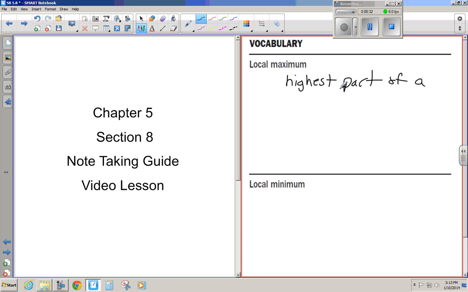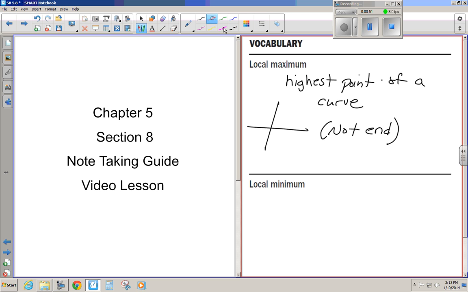highest part or point of a curve. And I'm going to put in here, not the end. Okay, that means a graph that is this. The local maximum is right there.